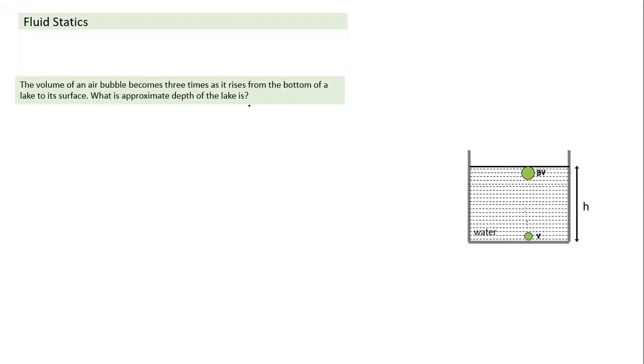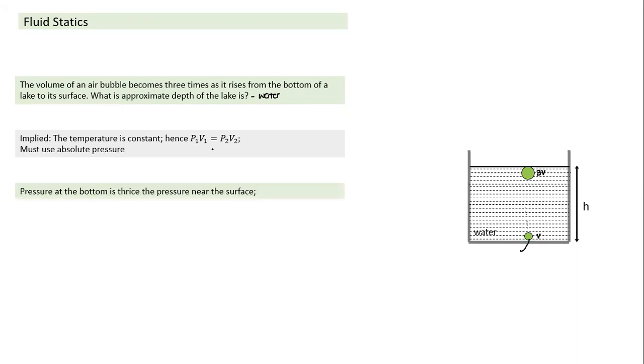We are talking about water here, the lake is water. So in this case, pretty simple. Why has the volume increased here? Because there's air trapped inside. As the pressure reduces, and in all such cases what is implied is that the temperature is constant, P1 V1 is equal to P2 V2. And since we are using ideal gas, we cannot use gauge pressure. We need to use absolute pressure. So pressure at the bottom is thrice the pressure at the surface.